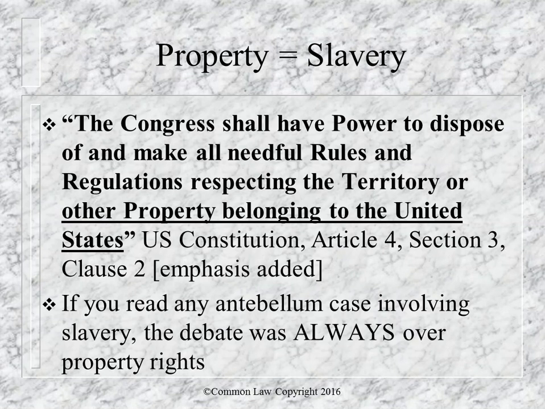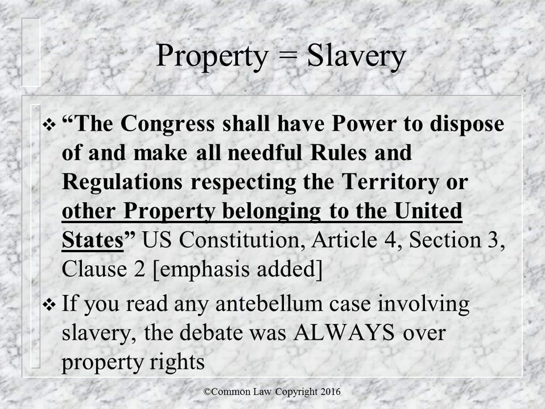And very similar stuff in the U.S. The Congress shall have power to dispose of and make all needful rules and regulations respecting the territory or other property belonging to the United States. That's U.S. Constitution, Article 4, Section 3, Clause 2. Okay? If you're property, you are slavery. You are a slave. Okay? If you are property, you are a slave.